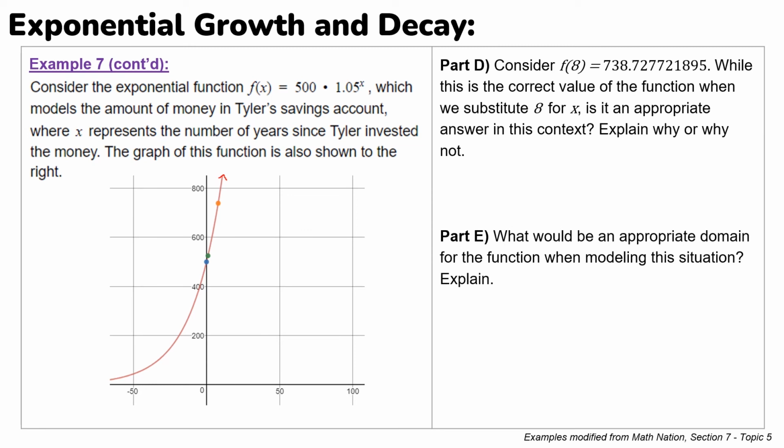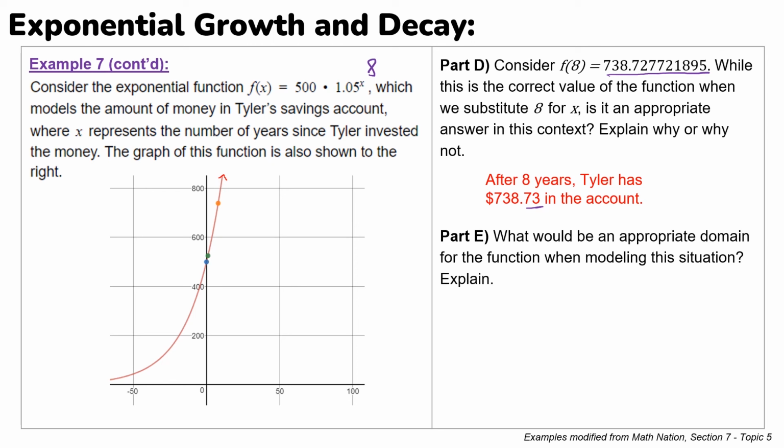All right, so part D for this problem, it says consider f of 8 is equal to 738, and I'm just going to underline this number here. While this is the correct value when we plug in 8 for x, is it appropriate to answer in this context? So think about it. We're talking about money here. So when you're referring to money, how do you round? You round to the nearest hundredth. So the amount after 8 years would be $738.73. So this would not be appropriate because we're talking about money, so we'll round it to the nearest hundredth.